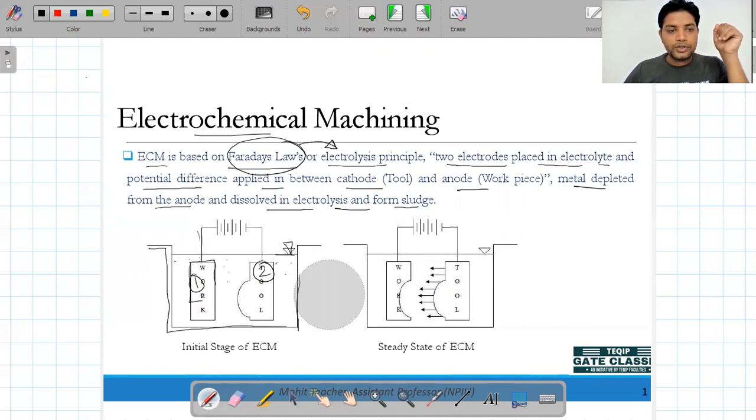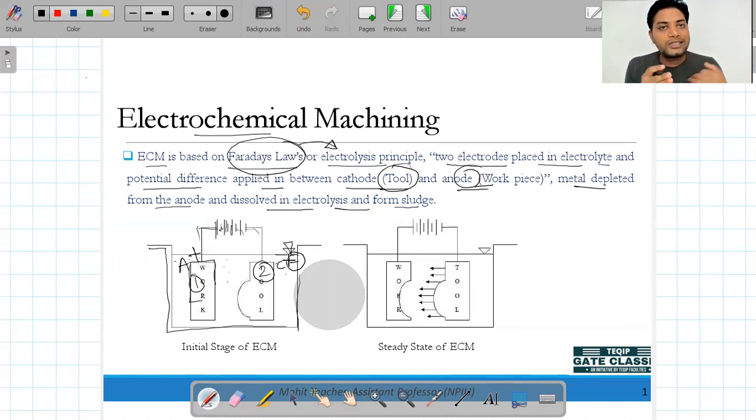We are creating a potential difference, meaning we connect a power supply to this, so one is positive and another is negative, because here we use DC power only. We make the tool the cathode and the workpiece the anode. So this is the workpiece, which is the anode, the positive side, and the tool is the cathode, the negative side. So the material is removed from the workpiece area.